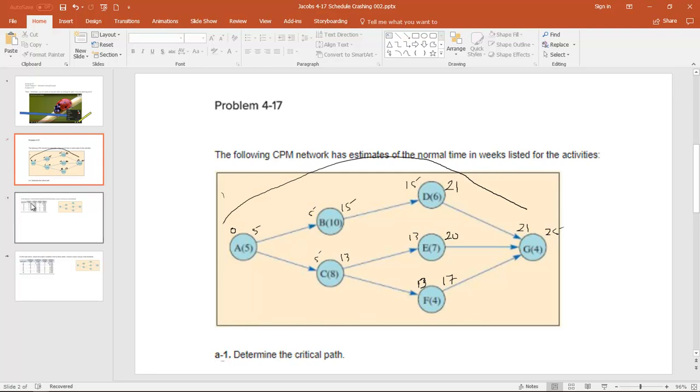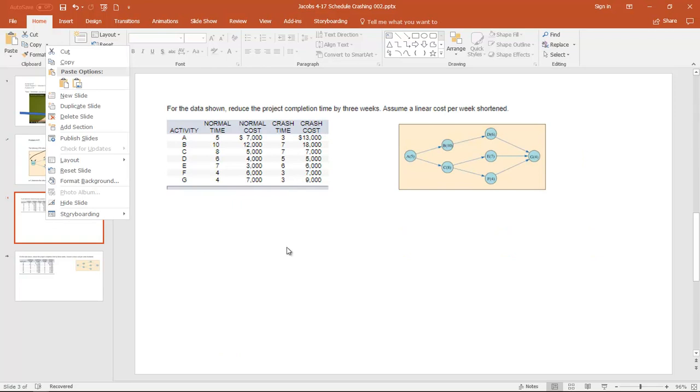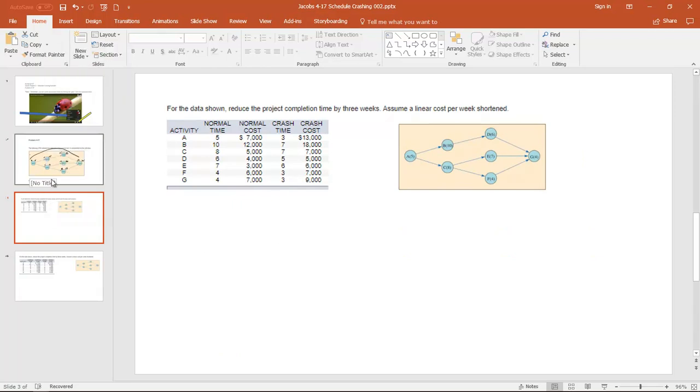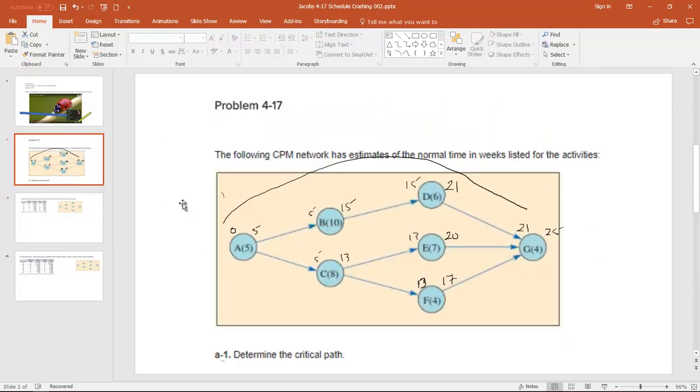Okay, so the rest of the way that this works, we know that the critical path is A, B, D, G, and we know it takes 25 weeks. So we go on to the next part of the problem here. What we're really looking for is shortening up the entire project by 3 weeks.